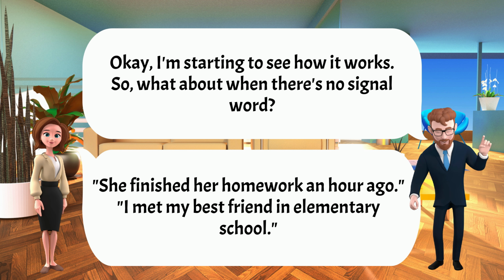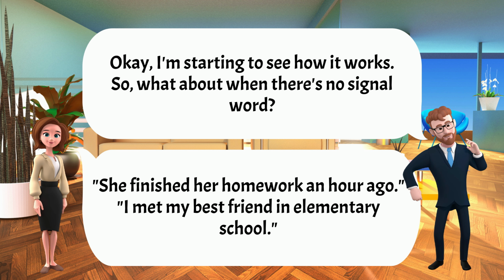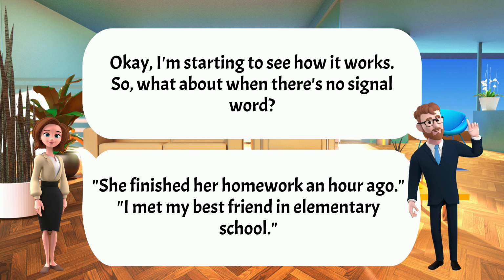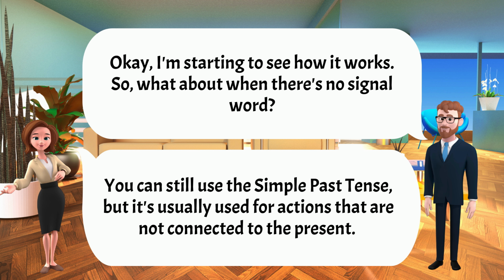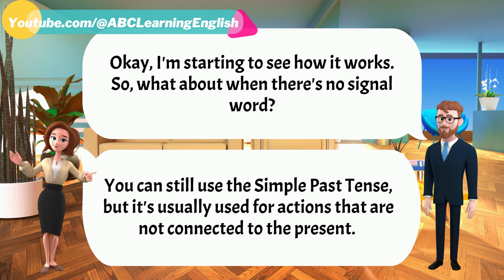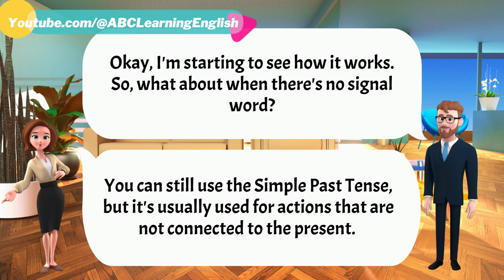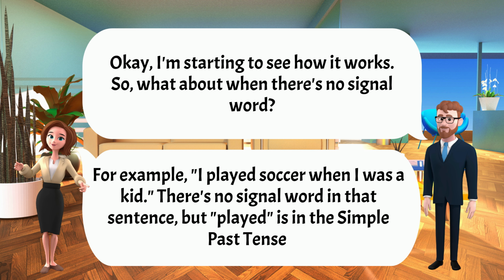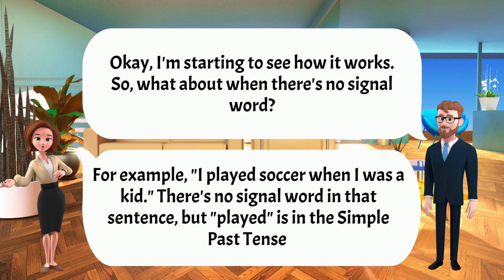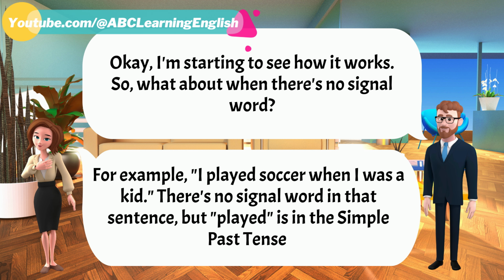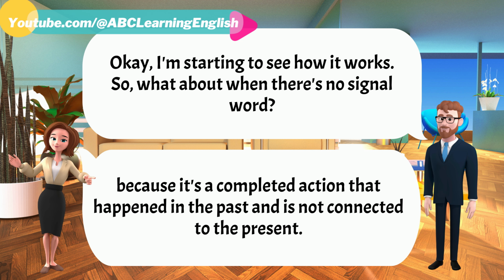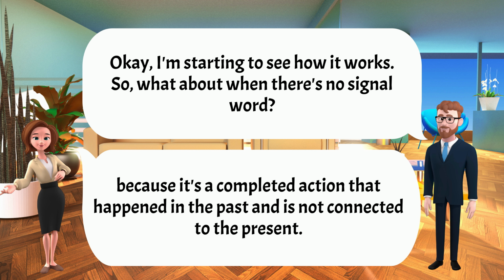Okay, I'm starting to see how it works. So, what about when there's no signal word? You can still use the simple past tense, but it's usually used for actions that are not connected to the present. For example, I played soccer when I was a kid. There's no signal word in that sentence, but played is in the simple past tense because it's a completed action that happened in the past and is not connected to the present.